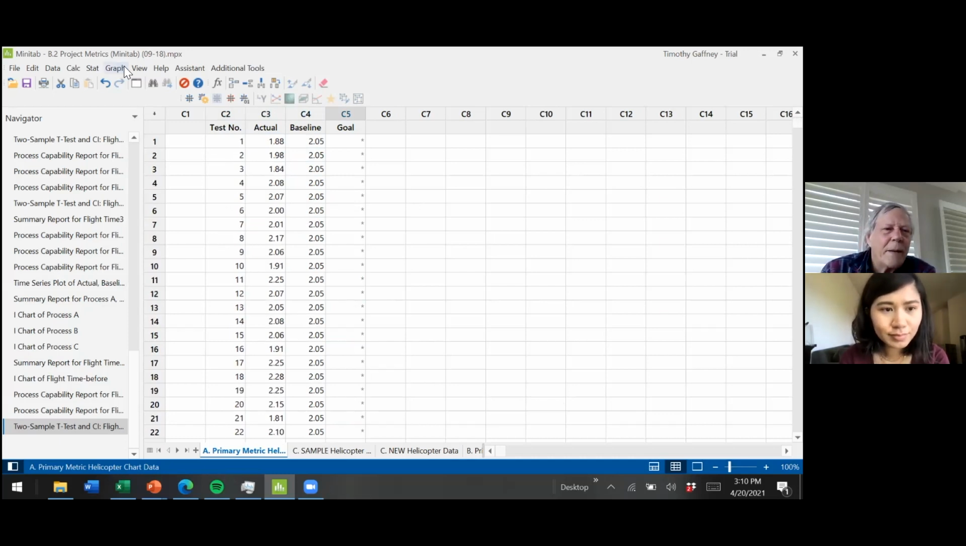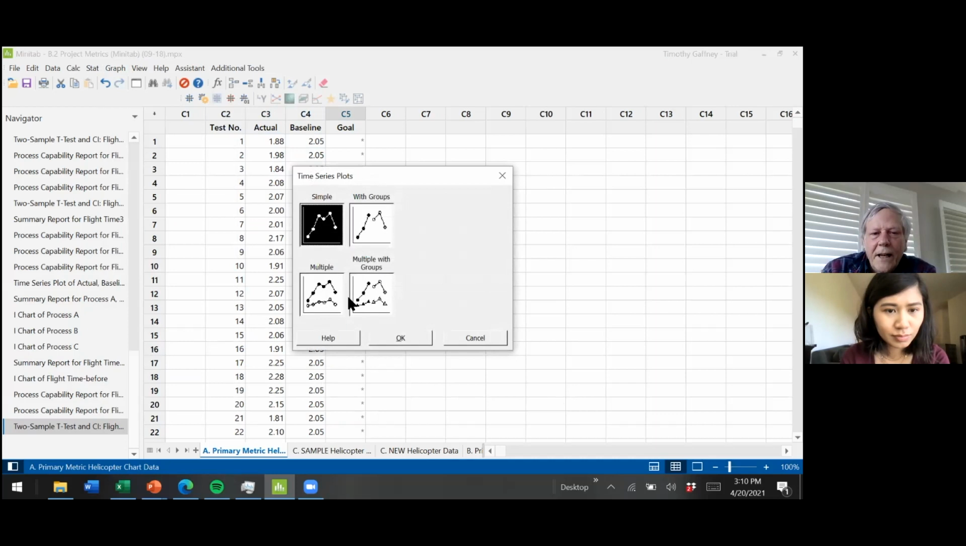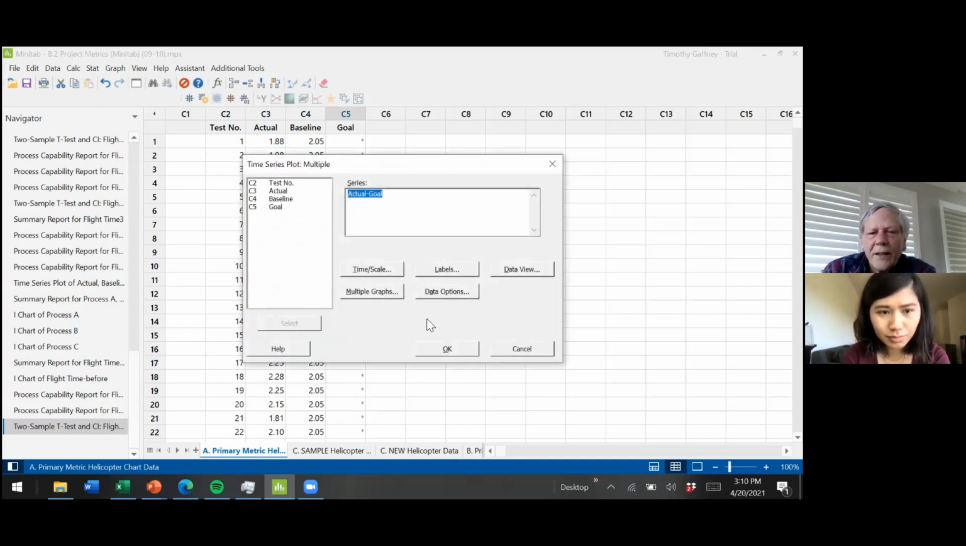Okay. So it's just sample data. Now, if you wanted to graph that in a time series, you'd go to graph, time series plot, and you'd pick multiple because you're going to be plotting the actual, the goal, the baseline, et cetera. Basically you're going to select actual, and you can hold the shift key down to select multiple things. Okay. And then you can click select down here, and it moves them into the series box. So these are the series that we're going to actually do the time series plot, including all three of those.